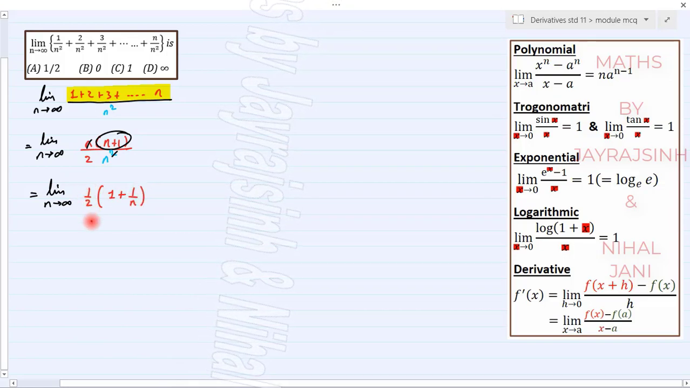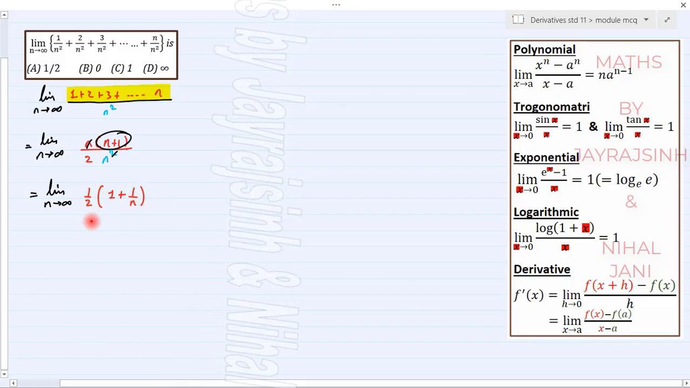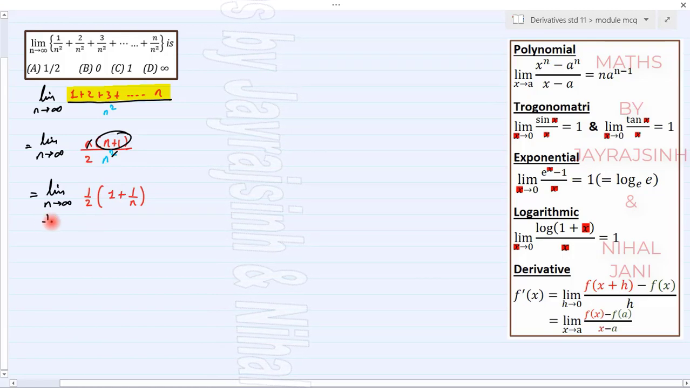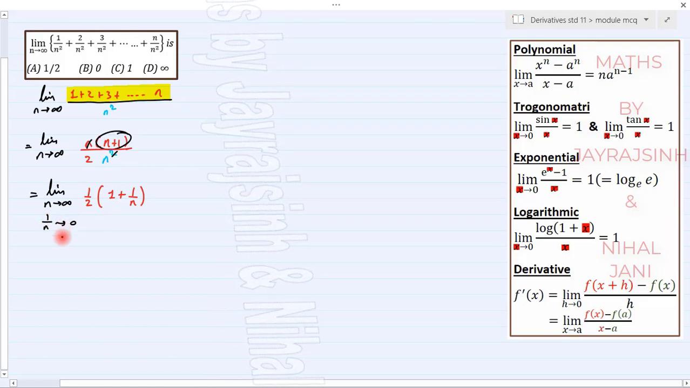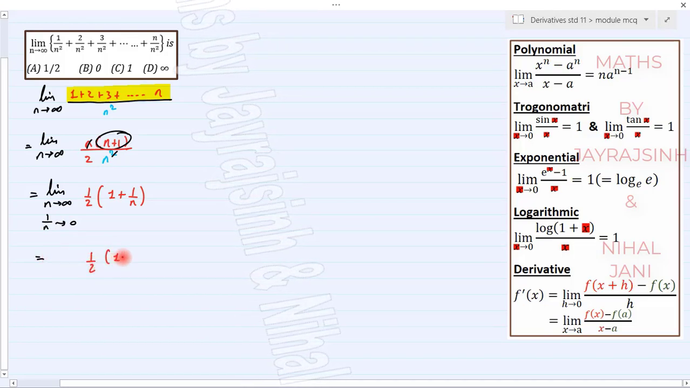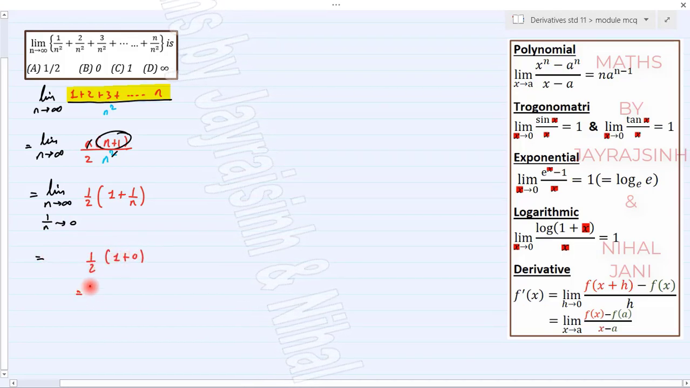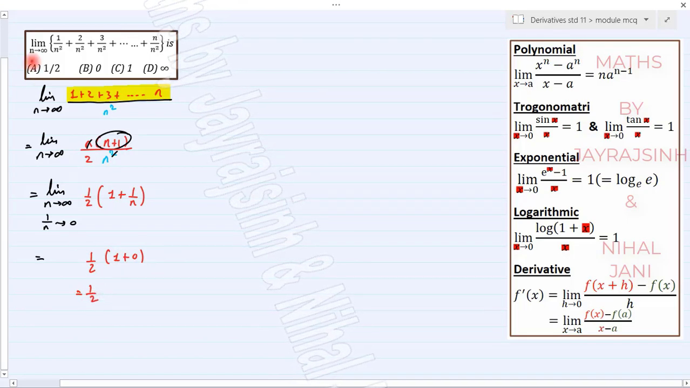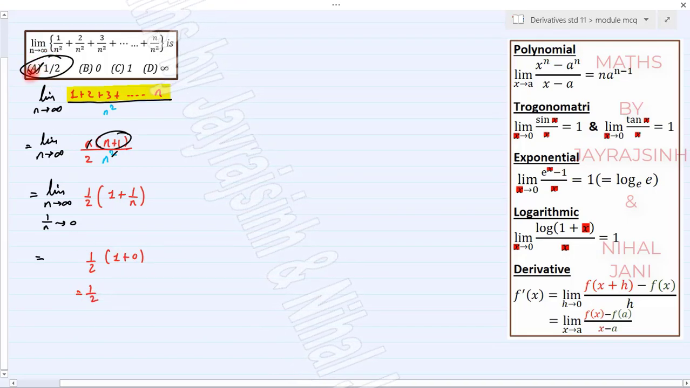Your 1 by 2 will be as it is. Now we know that if n tends to infinity, 1 upon n will tend to 0. So here we'll get 1 by 2 into (1 plus 0), or we can say 1 by 2 is your final answer, which is given in option A.